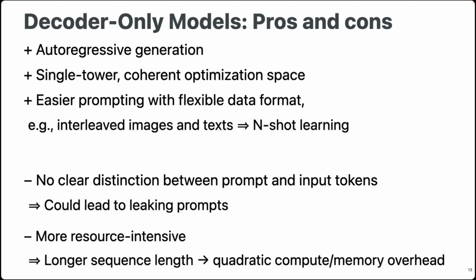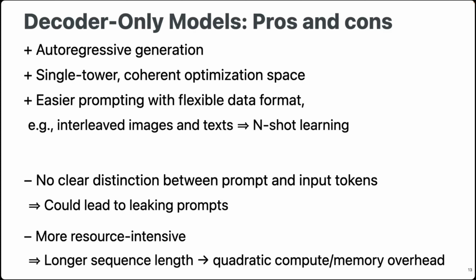And decoder-only models are not without pros and cons, of course. They are autoregressive in nature, so it's great for generation tasks. And also a single tower architecture really helps with a coherent optimization space. It's much easier to train in practice, and it's also easier for prompting, and we can have very flexible data formats because we can interleave images and text into those prefixes and feed them into the model.